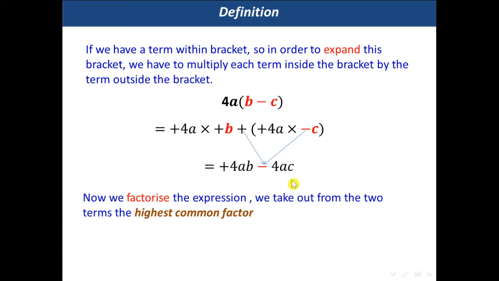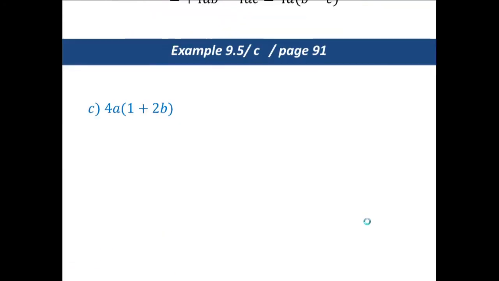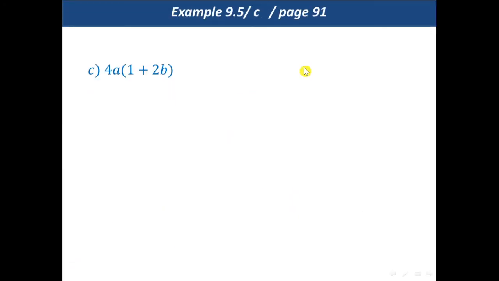Now this I shall factor. How do I factor it? 4ab minus 4ac: what is common between them is the 4 and the a. You take the 4a outside, which leaves you with b minus c inside. If you multiply 4a again by b minus c, it will give you the same mathematical expression. So if you expand this, it will give you this, and if you factor this, it will give you this.